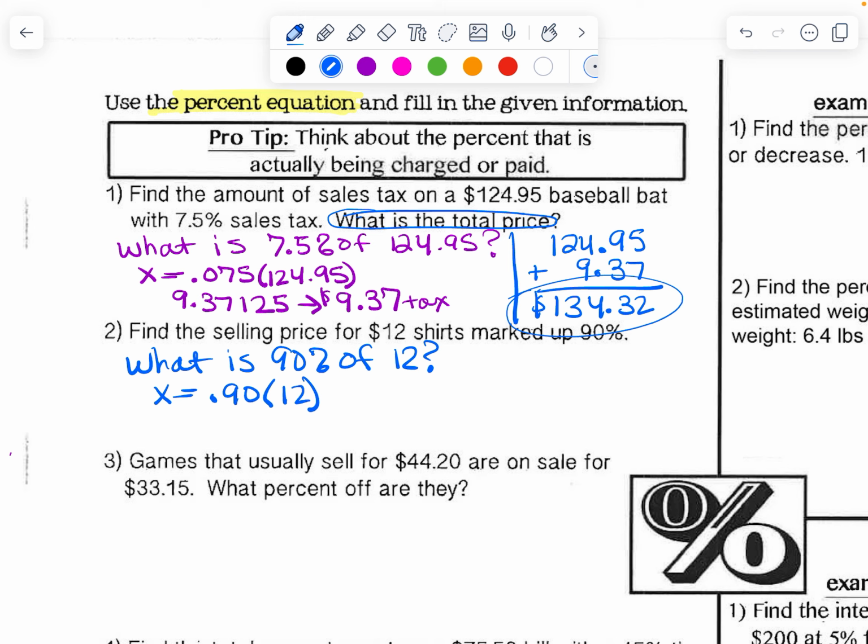And that's not how much we're selling the shirt for. A store wouldn't do that. They wouldn't take a $12 shirt that they bought and sell it for less. This is the markup. This is how much it's being marked up. We want to know the selling price. And so the selling price is how much they bought the shirt for plus the markup to get $22.80.